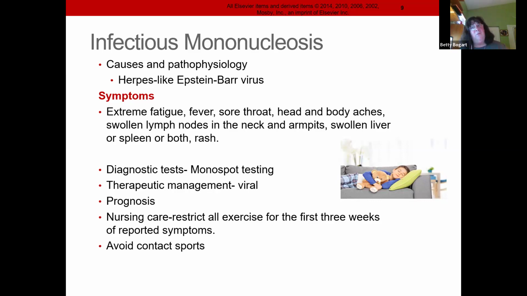Now, the other thing we do is we test what we call a monospot test, and it looks for mononucleosis. Most of the time, in these scenarios where they've had a sore throat, fevers, aches, and pains, they've been on antibiotics, then they come to me, well, that monospot test's positive. What is the big deal about mono?